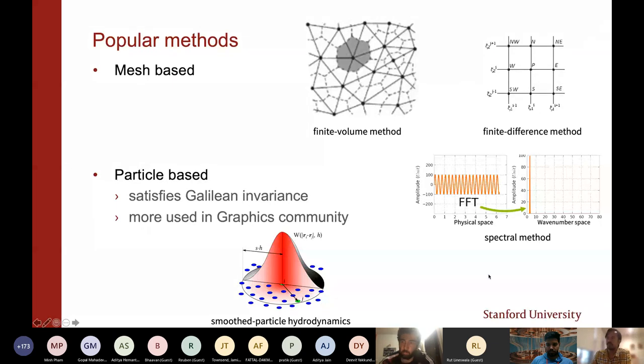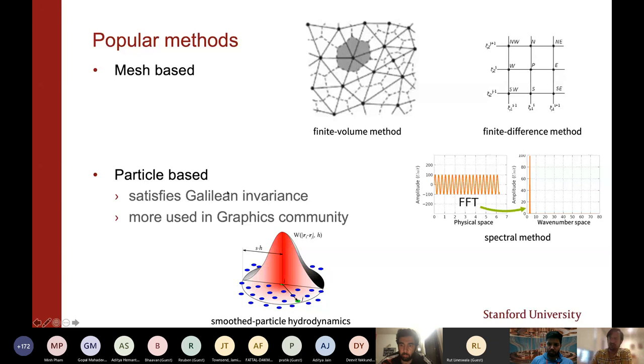So these are some of the mesh-based methods, and there are particle-based methods too. One of the most popular ones is smooth particle hydrodynamics. Here you don't have any grid, but you have particles moving and they're tracked using basic Newton's laws, and you can use a weighting function to extract the density, velocity, and all the macroscopic quantities. These particle-based methods are more common in the graphics community because they're fast but less accurate compared to these mesh-based methods.